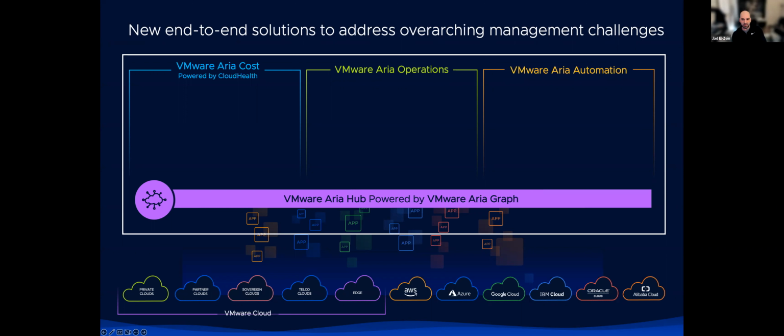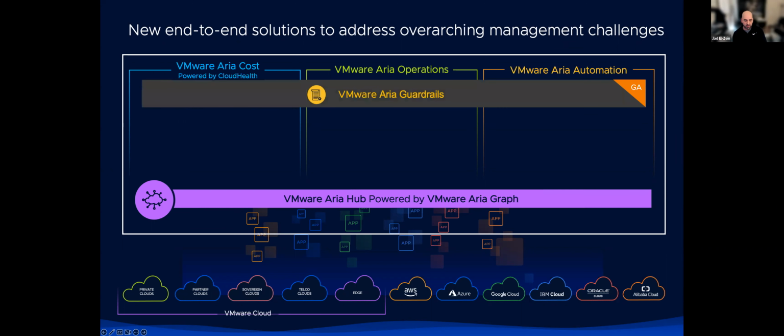So again, we've got Hub and Graph at the bottom. With the data being federated, Hub and Graph are the platform, the new capabilities that everybody gets, as long as you're a SaaS cloud management consumer. It really opens up a whole lot of opportunity for innovation.